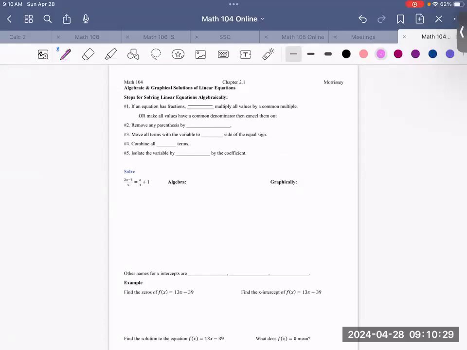Now, it is totally up to you if you want to do it the algebraic way or if you want to do it graphically. Feel free to just pick one and get practice with it and get really good at it. So we do have a step-by-step if you are going to do it algebraically.